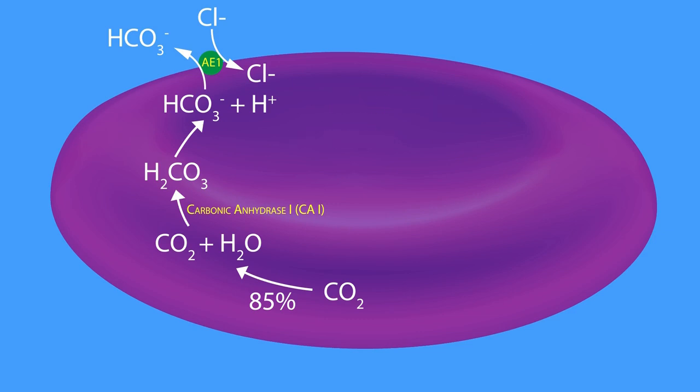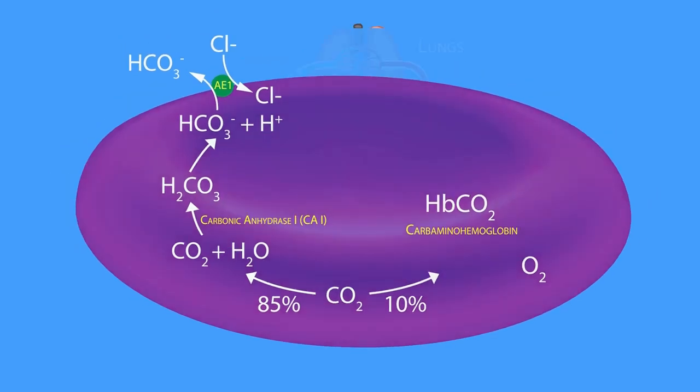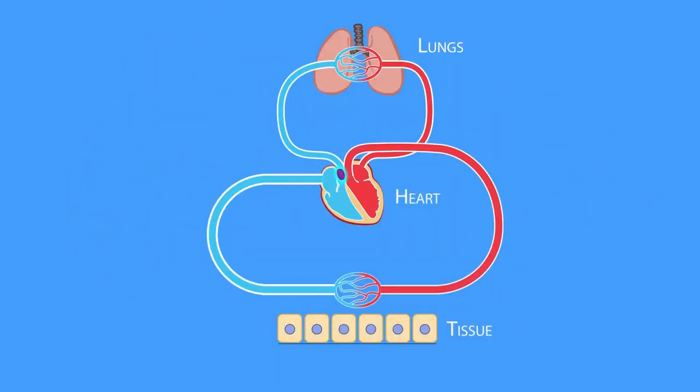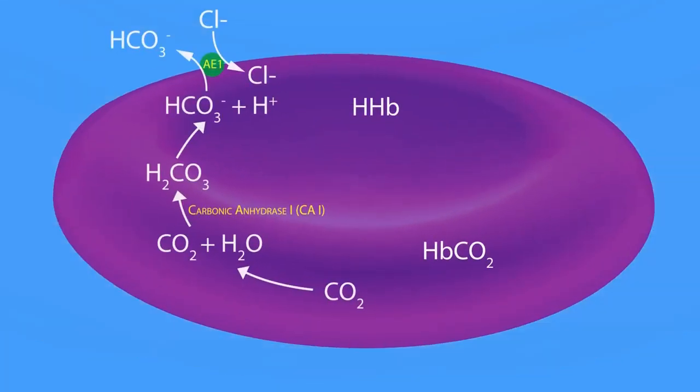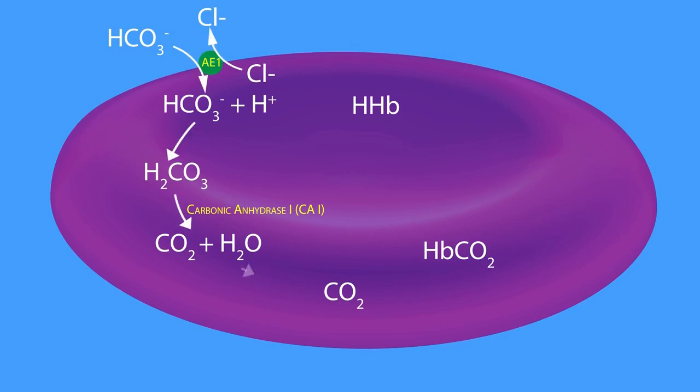Now, the other 10% of the carbon dioxide that diffuses into the red blood cells displaces the oxygen on the oxyhemoglobin to form carboaminohemoglobin. Next, these oxygen-poor red blood cells travel back to the lungs, where the low carbon dioxide tension and high oxygen tension cause the reaction to proceed in the reverse direction.